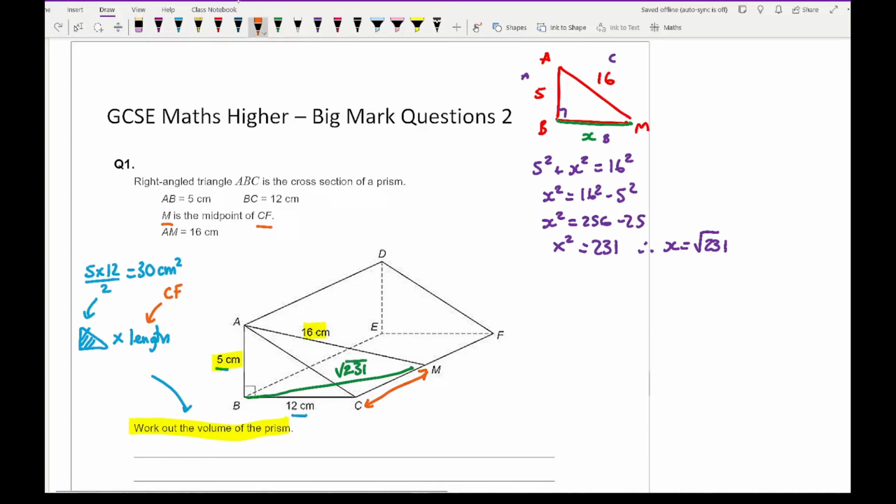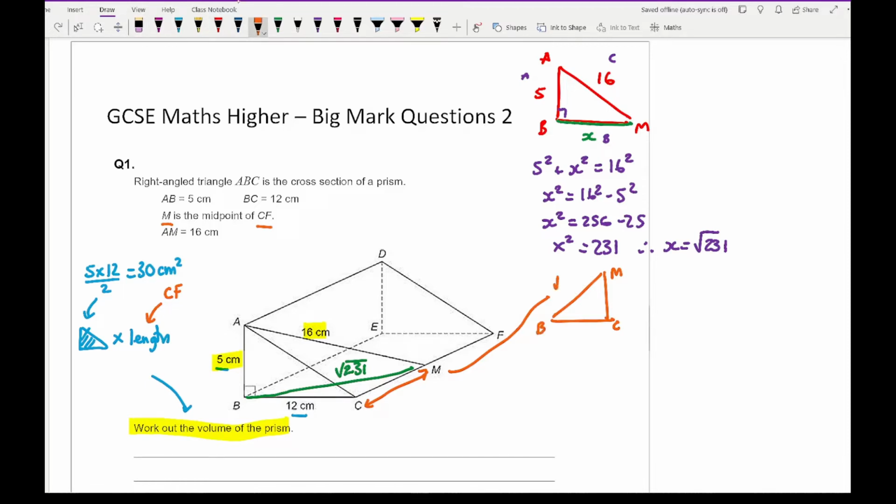Then to work out the next triangle, if I take this triangle out here and draw that as triangle one, so this is C, that's CM, and that point there is going to be B.